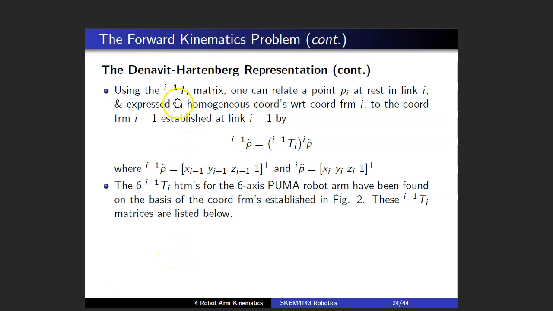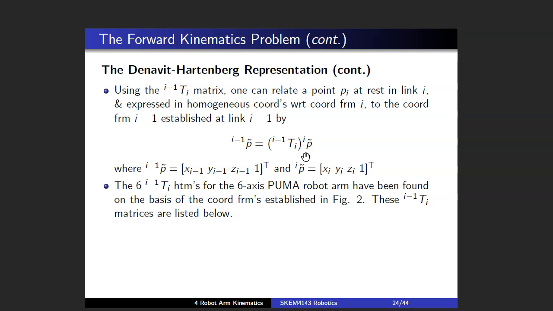So using the T_i^(i-1) matrix, we can relate a point Pi at rest in link i and expressed in homogeneous coordinates with respect to coordinate frame i, to the coordinate frame i-1 established at link i-1 by this formula. So this is the formula that we have seen earlier.